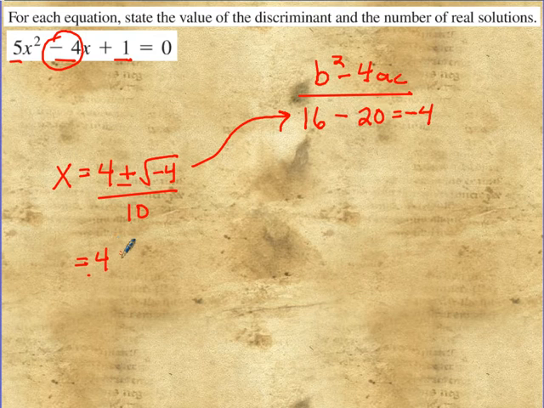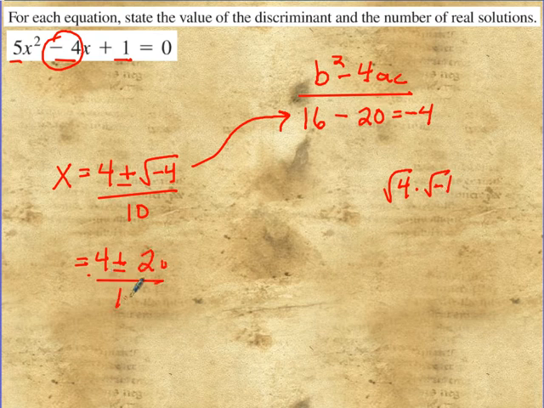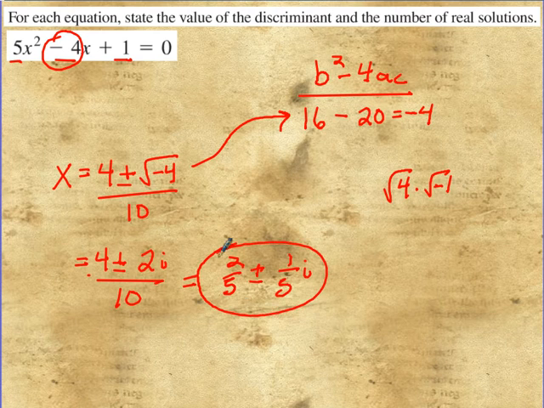So you have 4 plus and minus the square root of negative 4, which can be split into the square root of 4 times the square root of negative 1, which is 2i, over 10. 4 won't divide by 10, and 2 won't divide by 10, but you can do 10 divided by 2. Read it from top to bottom, though. Let's split it into two separate problems. 4 over 10 gives you 2/5, plus and minus 2 over 10. That's an i right there. 2 over 10 gives you 1/5, and you do have an i. You have two complex answers.